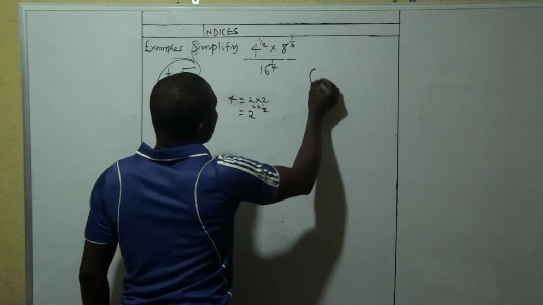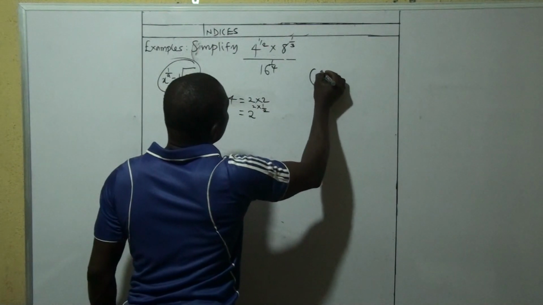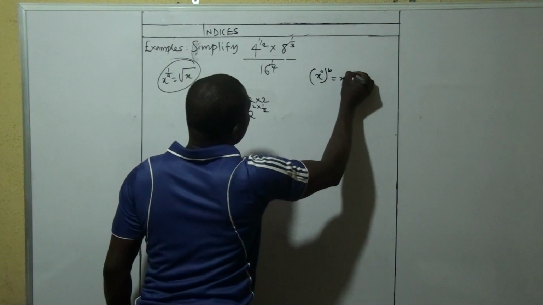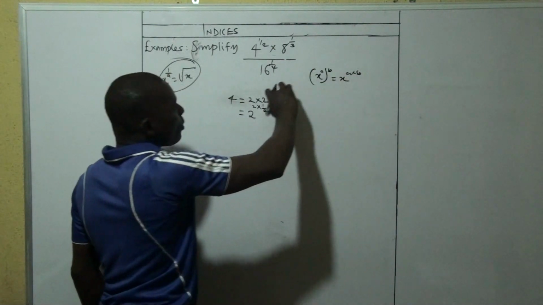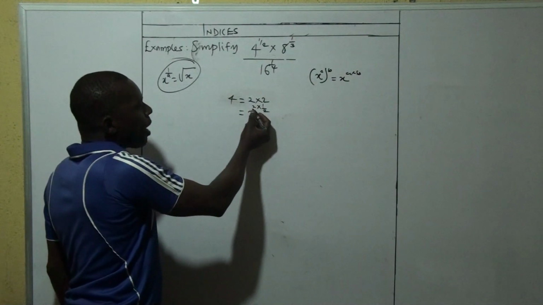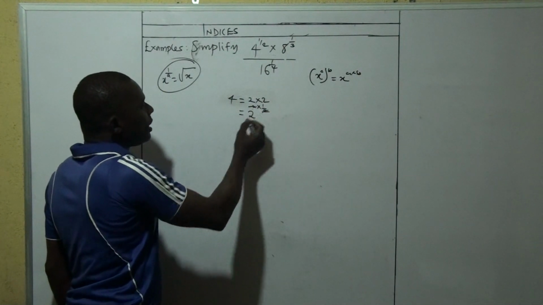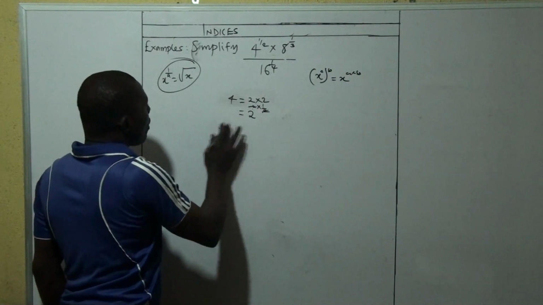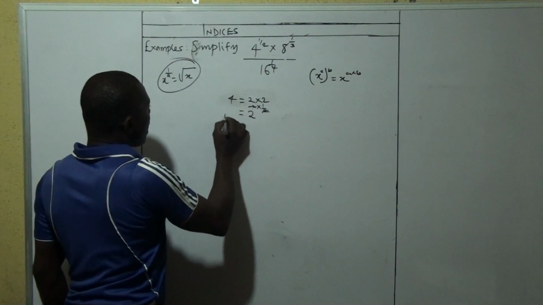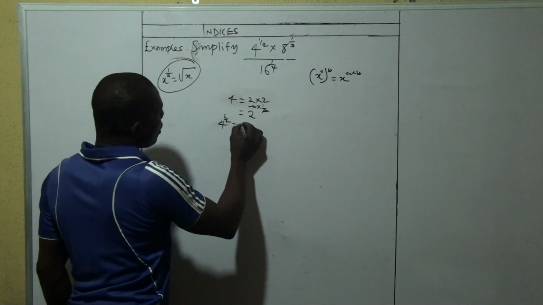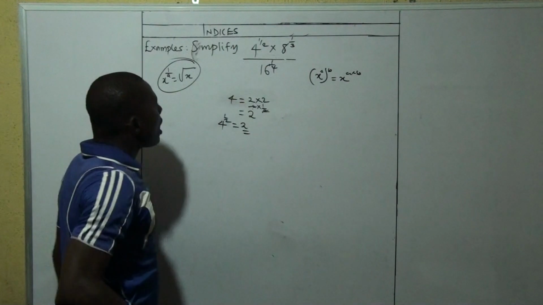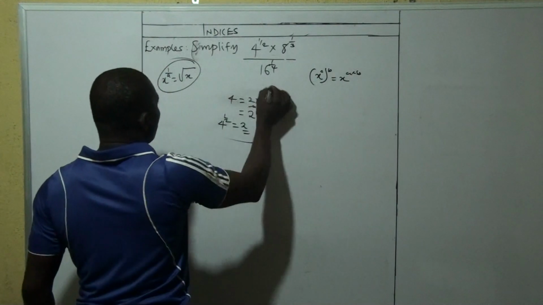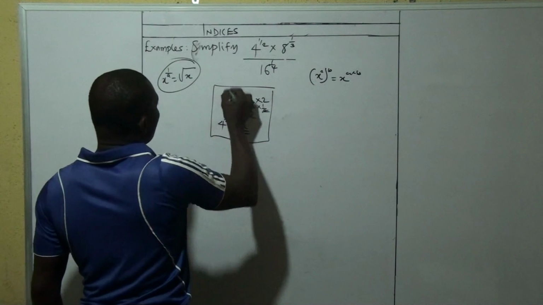And here we have another. From the law, we said if we have x raised to power a, bracket, raised to power b, it simply means x raised to power a times b. The power outside will multiply the inside. So this is the new power multiplying the old one. So this will go with this, and 4 raised to power half becomes 2.